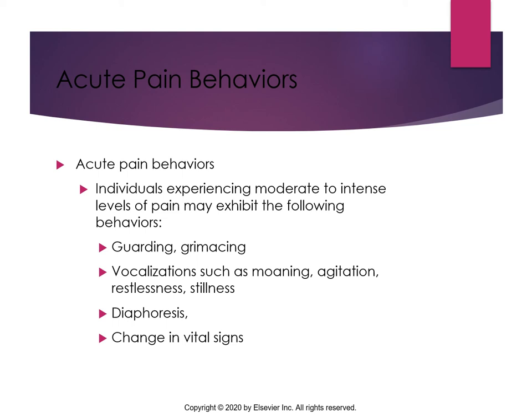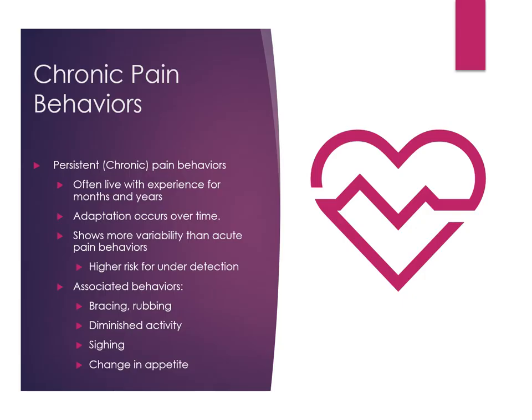Individuals experiencing moderate to intense levels of pain may exhibit guarding, grimacing, moaning, agitation, restlessness, stillness, diaphoresis, and/or change in vital signs such as an elevated blood pressure, pulse, or respiratory rate. However, with chronic pain, behavior symptoms may include bracing or rubbing, diminished activity, sighing, or changes in appetite or activity levels.